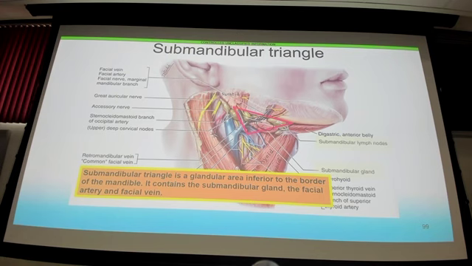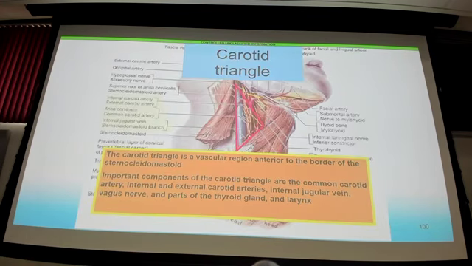Alright. Pay attention to what's in the triangles. The last two and then we're done, I gotta hurry. The carotid triangle, guess what it contains? Carotid artery. Okay, well it contains both common, internal and external carotid arteries. It actually also contains the internal jugular vein, and then it gets busy. The vagus nerve goes through here, it's transient. Transient nerve means it goes through an area but does not innervate anything. And it has parts of the thyroid gland, and the larynx.